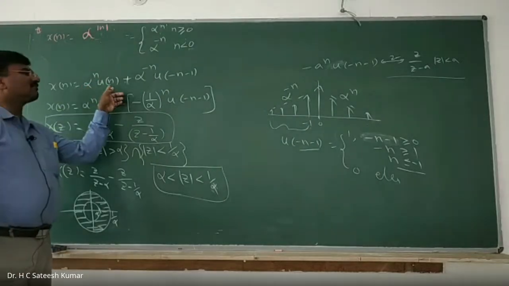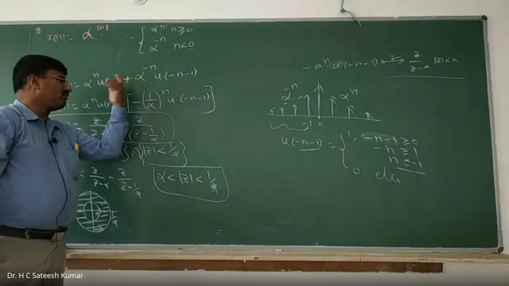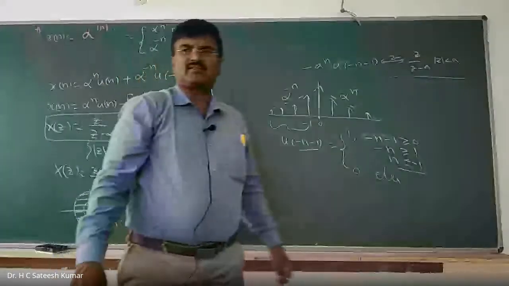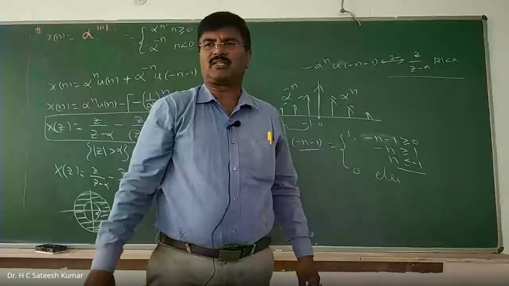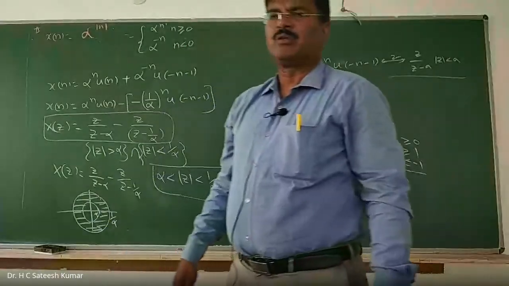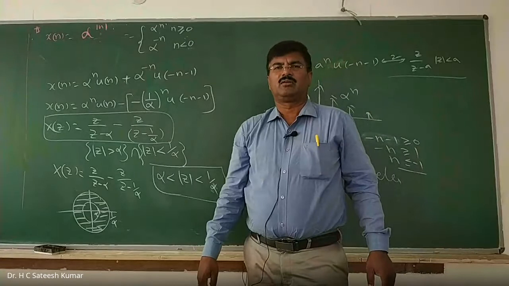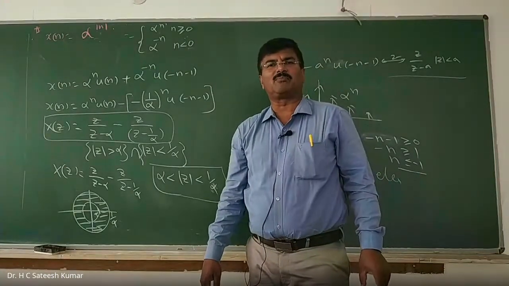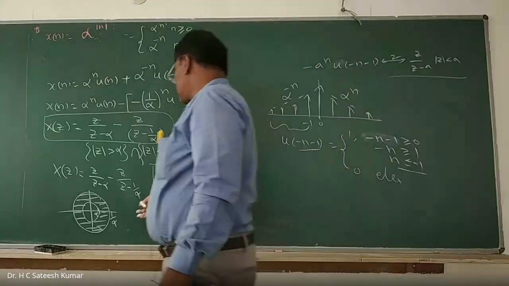This is a right-handed sequence, this is a left-handed sequence. Whenever we have a combination of right and left-sided sequences, we are going to get the ROC as a ring in the z plane. That's what the property says. Whenever we have a two-sided sequence, the ROC will be a ring in the z plane. That is the reason why we got it.